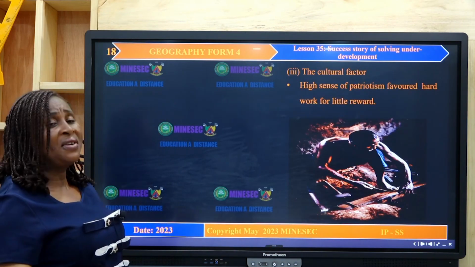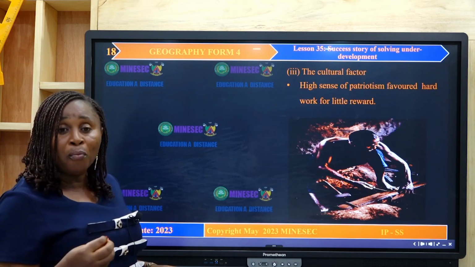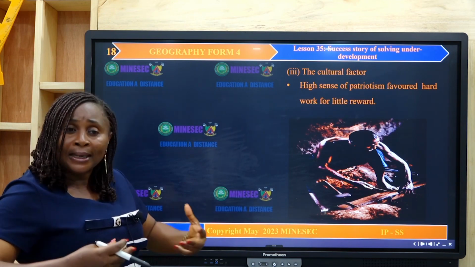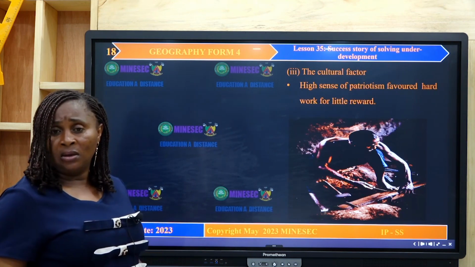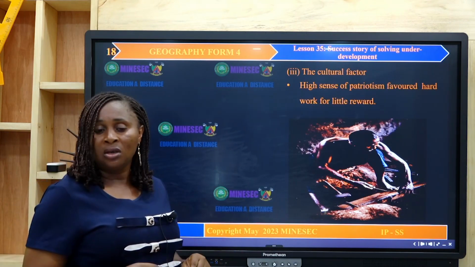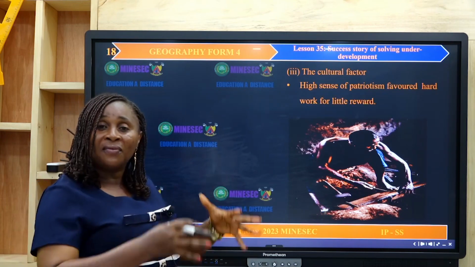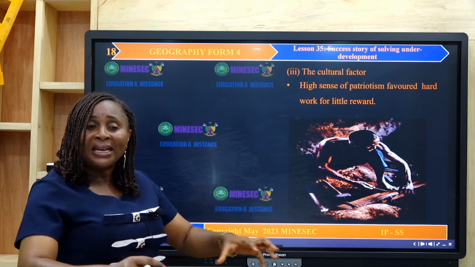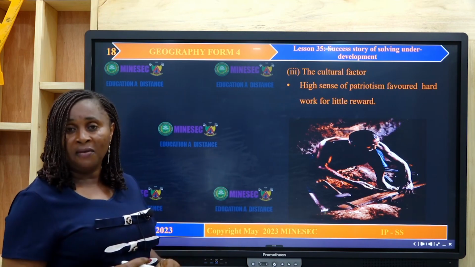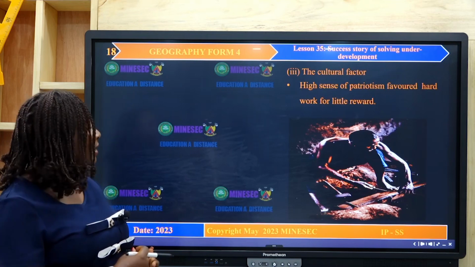They also have a cultural factor, a high degree of patriotism, love for motherland. So much so that the people turn to work relentlessly and for little or no pay for love of country. I want my country to be the best. I want my country to have good roads. I want my country to have industries. And they make sacrifices regardless of the pay they have, just for the sake of what? Love for country's sake.